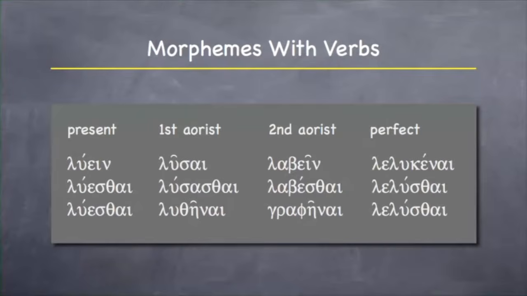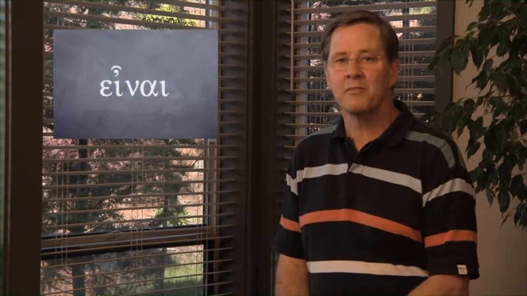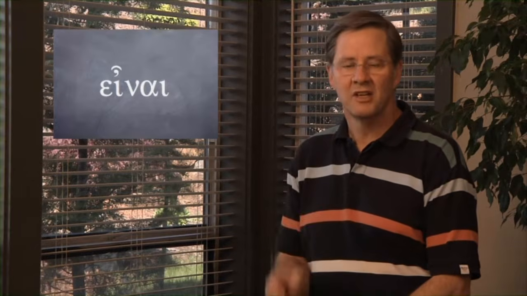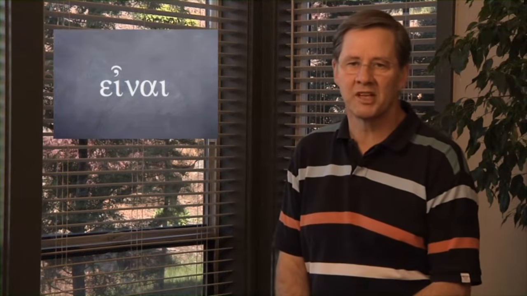Be sure you check out the paradigm in BBG of contract verbs and what they look like when they're infinitives. There's some weird contractions going on, so make sure you check that. And also notice that the infinitive of eimi is einai, epsilon iota, smooth breathing, circumflex, nu alpha iota. Just have to memorize that. Okay, that's it for the form of the infinitive.